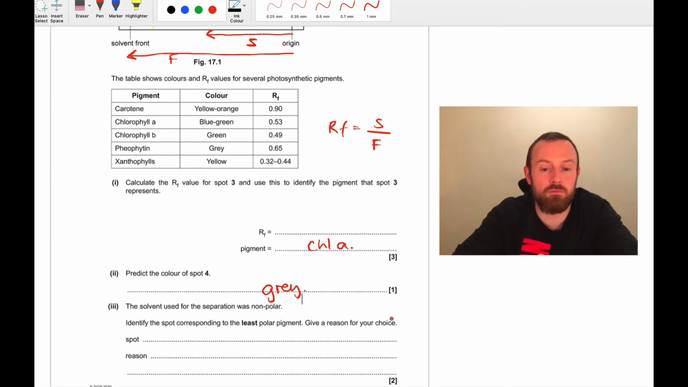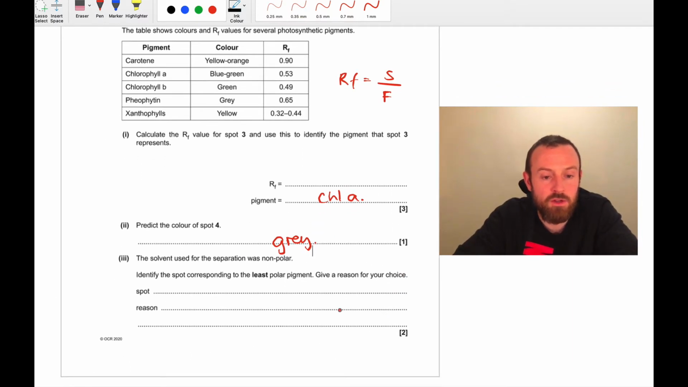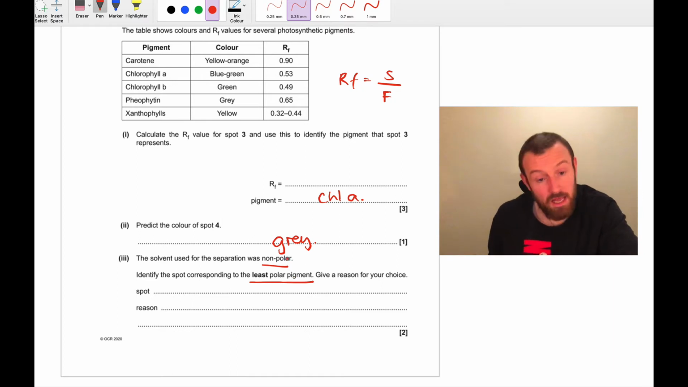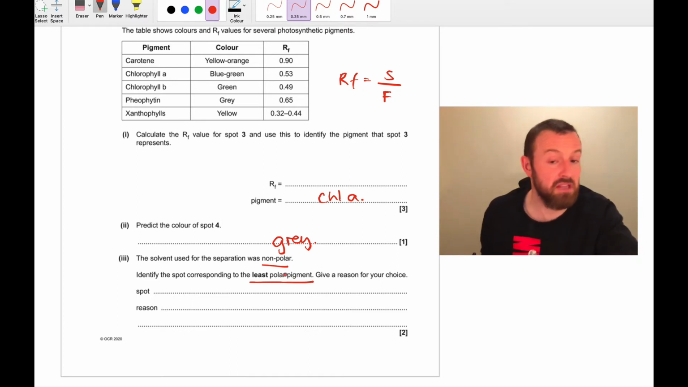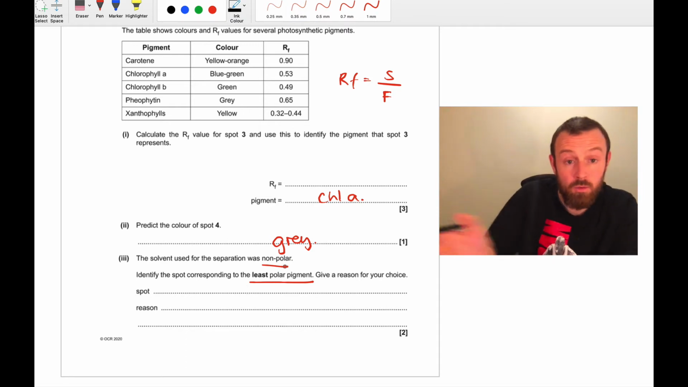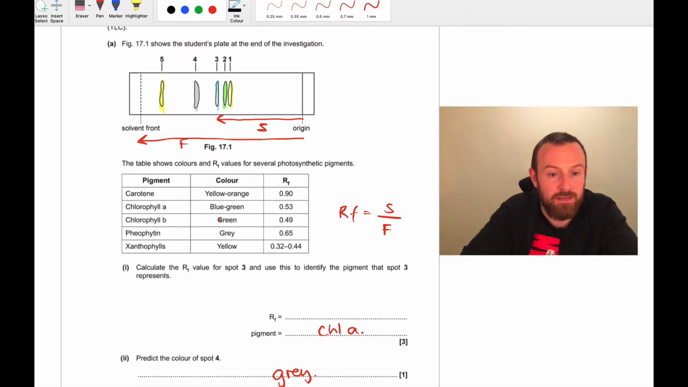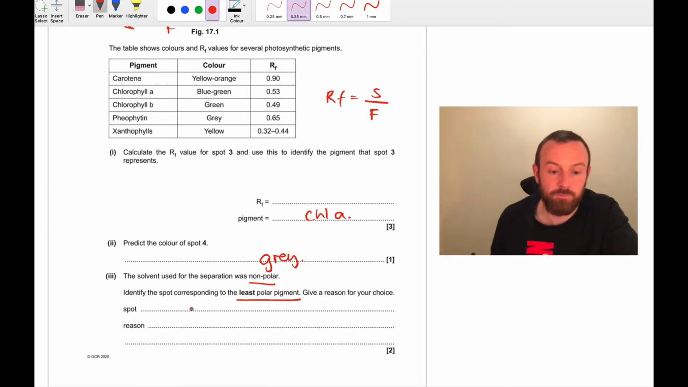Okay, this next one threw a few people. The solvent used for the separation was non-polar. So identify the spot corresponding to the least polar pigment. If the pigment is non-polar, it likes the solvent. Things that are non-polar get along. So if it's a non-polar pigment, it loves the solvent, it wants to stay hanging out in the solvent. Therefore, it moves with the solvent way up the chromatography paper, and therefore, it is carotene. Okay, so carotene is the answer.